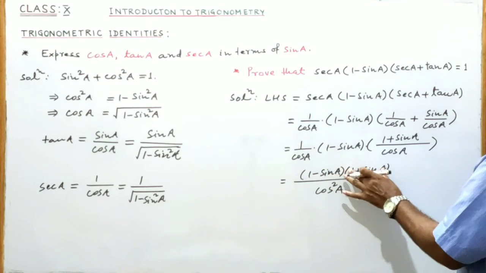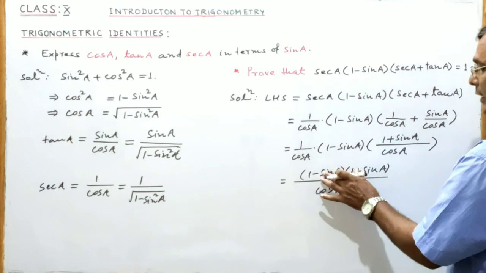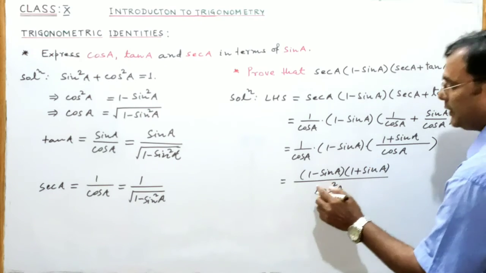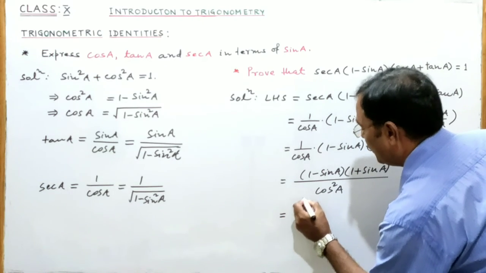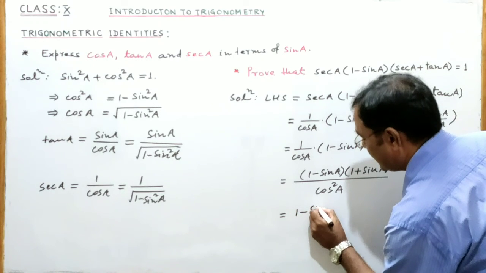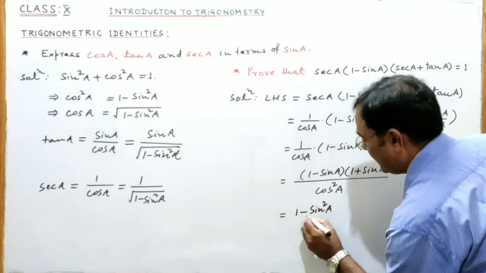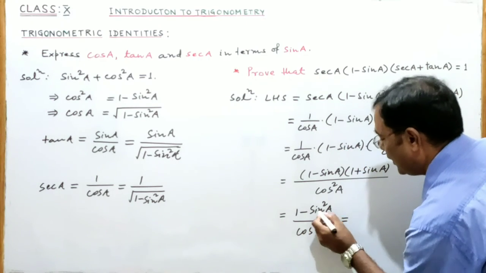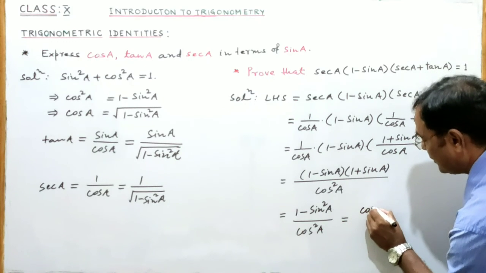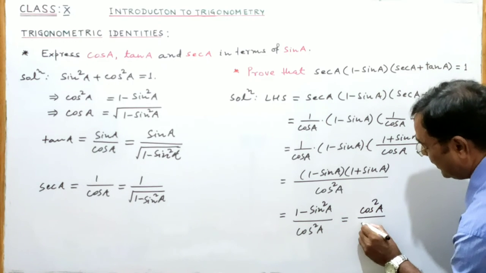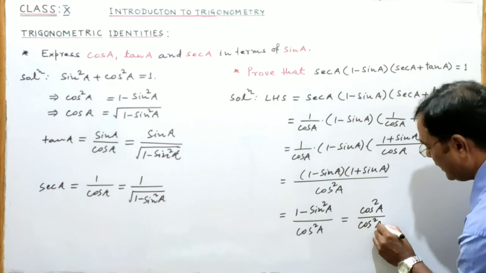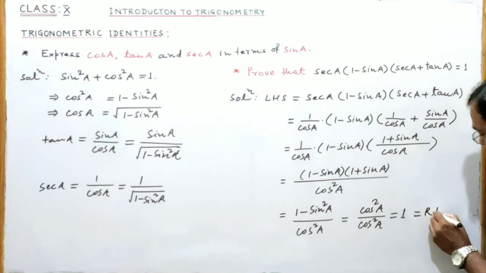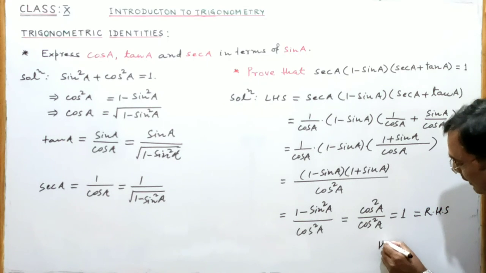1 minus sin A into 1 plus sin A, using A minus B into A plus B equal to A square minus B square formula, we get 1 square minus sin square A by cos square A. 1 minus sin square A is cos square A by cos square A, and this is equal to 1, which is right hand side. Hence proved.